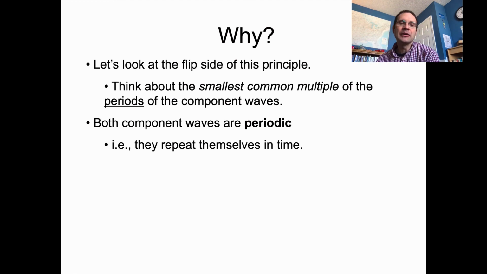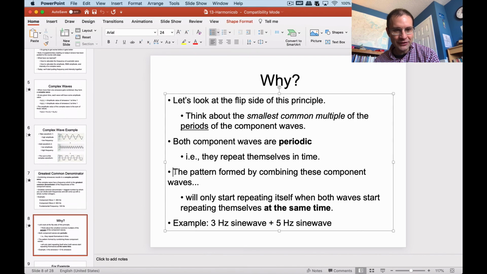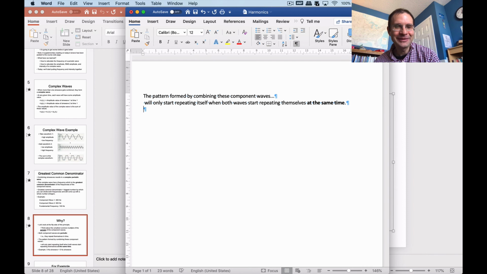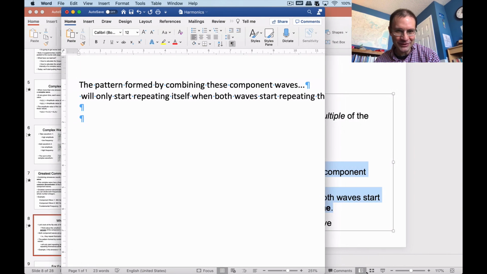So what do I mean by that? Both component waves that I'm adding together to get the complex wave are periodic, and that means they repeat themselves in time. So the pattern formed by combining these component waves will only start repeating itself when both waves start repeating themselves at the same time. And actually, this is useful enough that I will write it out in a separate document. Normally I try to focus on this in class, but we don't have a chalkboard here, so I'm just going to focus on it in Microsoft Word.